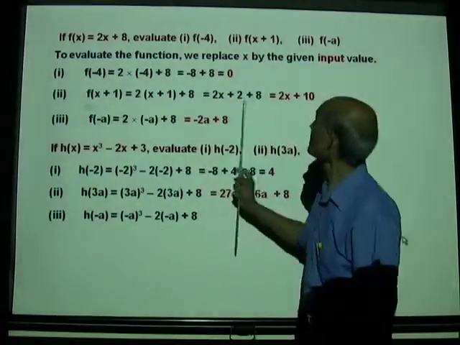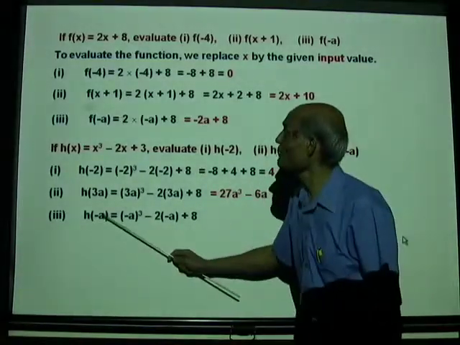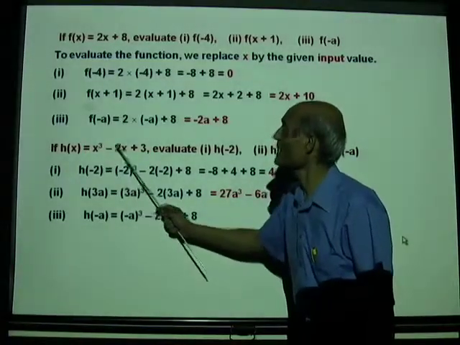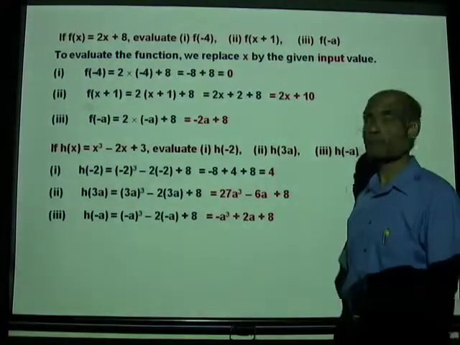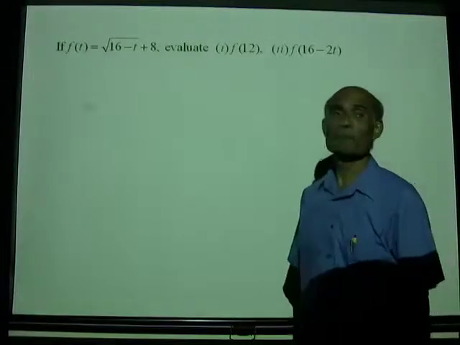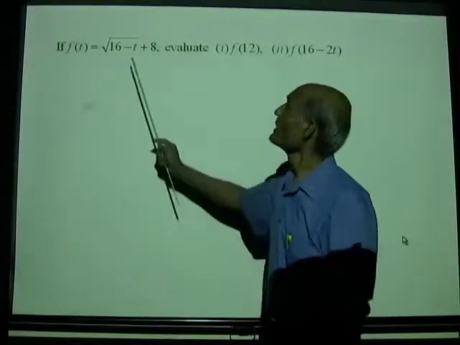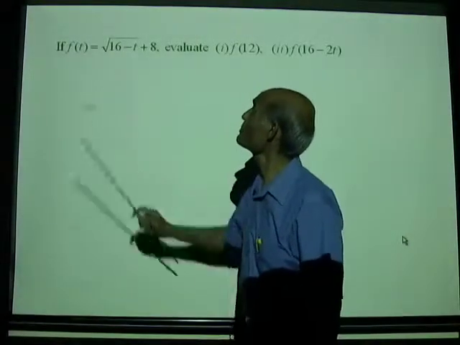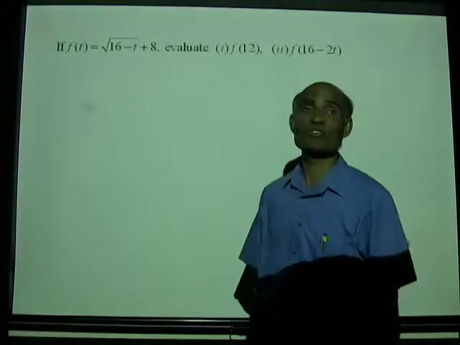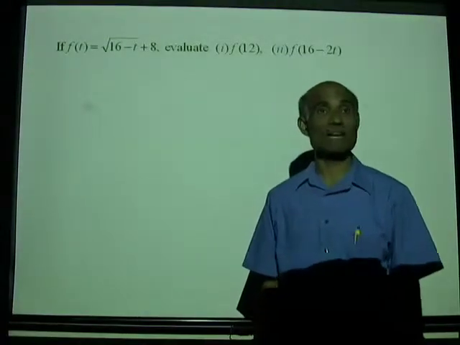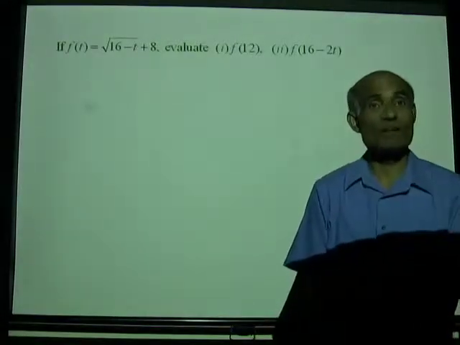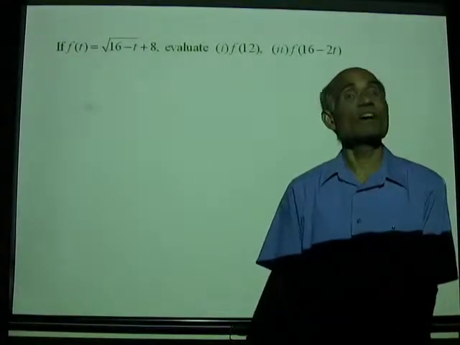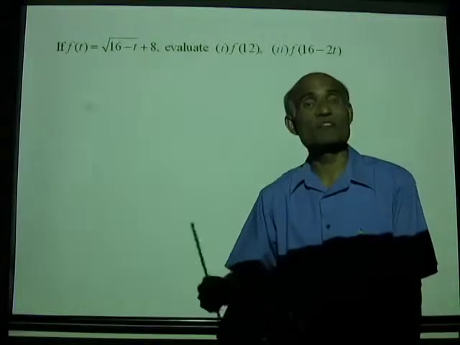And the third one, we need to find h of negative a. Replace x by negative a. That's very simple. Alright. Another one. If f of t equal to square root of 16 minus t plus 8, find the value of f of 12 and f of 16 minus 2t.